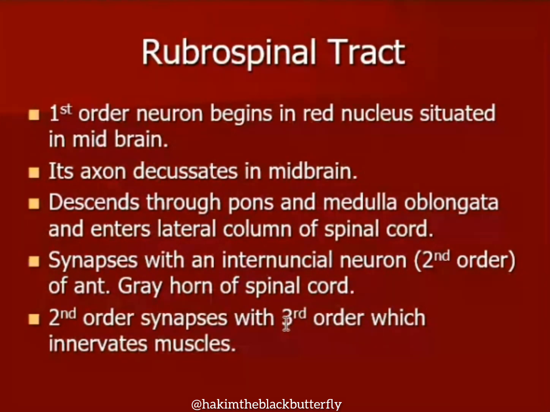body. So the rubrospinal tract is one of the extrapyramidal tracts whose upper motor neurons originate from the red nucleus of the midbrain. They cross to the opposite side and descend as the rubrospinal tract. And at the spinal cord, they are going to synapse with a small interneuron, which will now become our second order neuron. And this small interneuron will then synapse with the third order neuron, which is the lower motor neuron, and it will transmit those impulses to the muscles of the body.